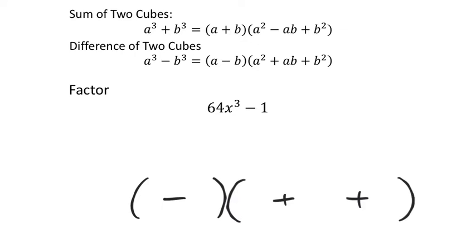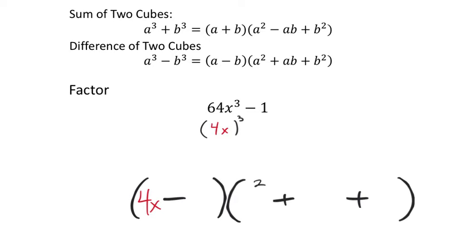But to start out, I got the 64x cubed, which is something cubed, and 64 cube rooted is 4, and then x cubed would just be x. Okay, so my a value is 4x, and again, you could fill this in right now if you wanted to with your a's in the difference of two cubes. I'm going to call it a formula because that's kind of what it is.